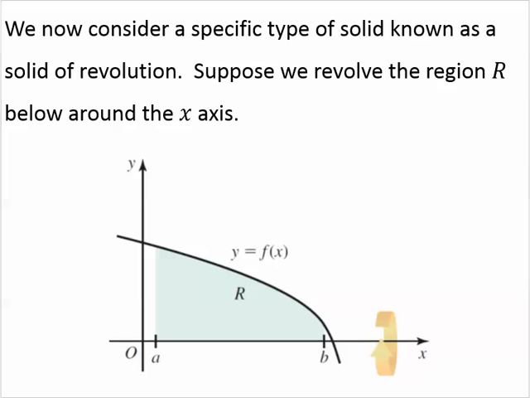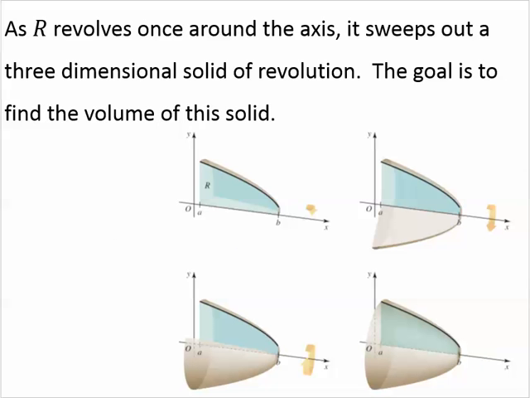We now consider a specific type of solid known as a solid of revolution. Suppose we revolve the region R around the x-axis. Think about what that would look like. As R revolves once around the axis, it sweeps out a three-dimensional solid of revolution. The goal is to find the volume of this solid.